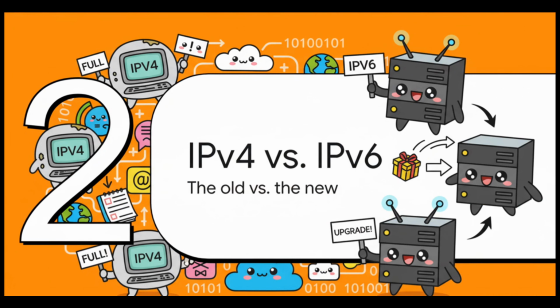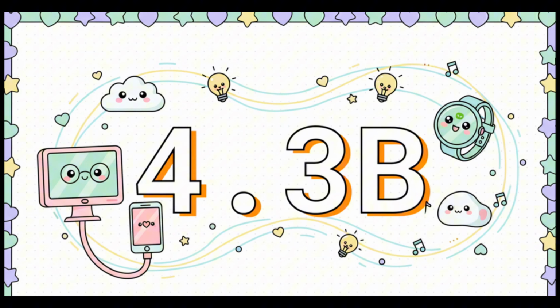Now, the original addressing system, which we call IPv4, was designed way back in the early days of the internet. And as the internet just exploded in popularity, it became super clear that the old system was, well, running out of addresses. It was definitely time for a major upgrade. So this original system, IPv4, uses a 32-bit address. Now that allows for about 4.3 billion unique addresses.